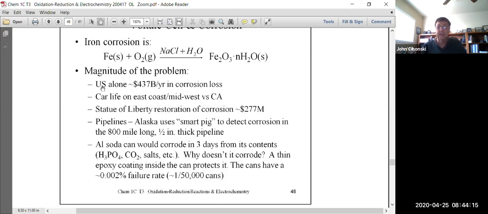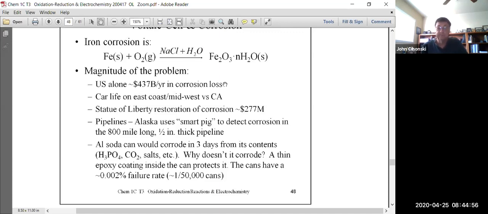Now, the information I have here is probably 4 to 5 years old. So this US alone number is probably considerably smaller than it actually is today. And back when this number was reported, it was about $437 billion a year in corrosion losses. So if you live somewhere where there's salt in the roads, your automobile corrodes. We've heard of bridge corrosion and how many bridges are in bad shape and need replacing.